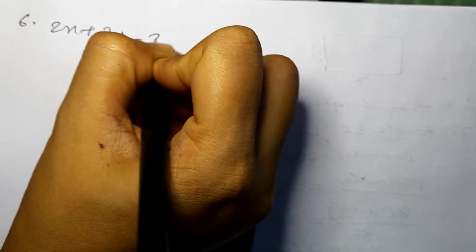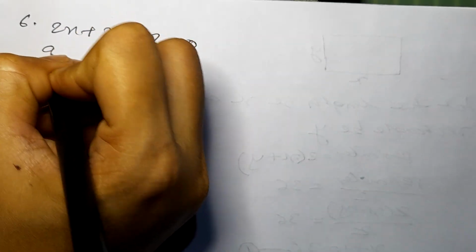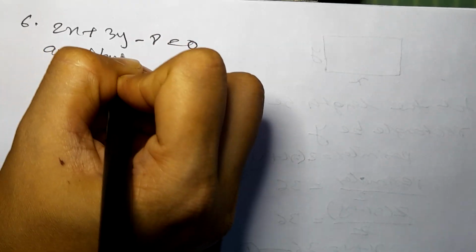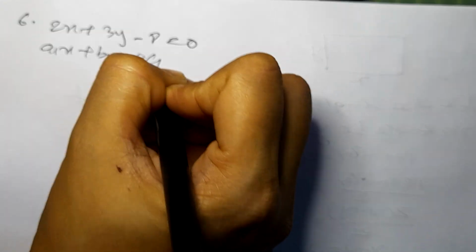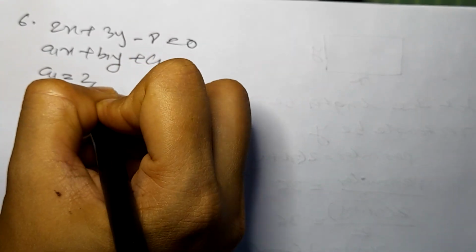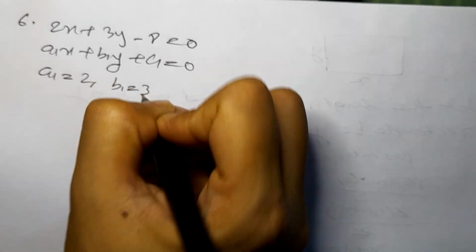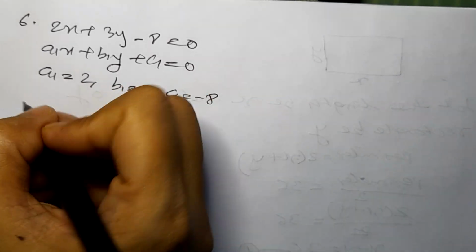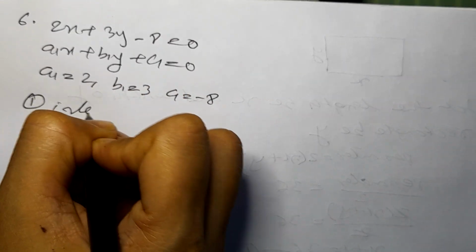So this is question number 6. What is given? 2x plus 3y minus 8 equal to 0. Compare with a1x plus b1y plus c1 equal to 0. So from here a1 is how much? 2. b1 is how much? 3. And c1 is how much? Minus 8.